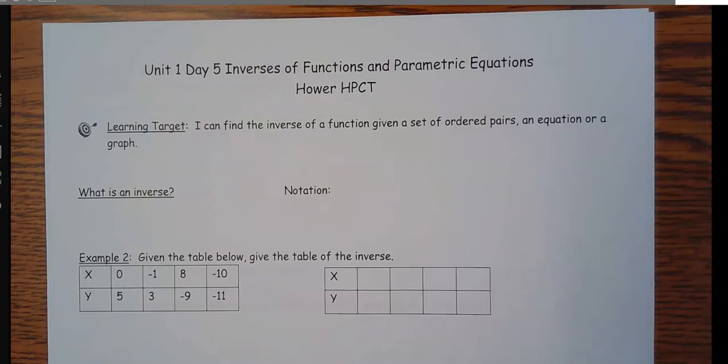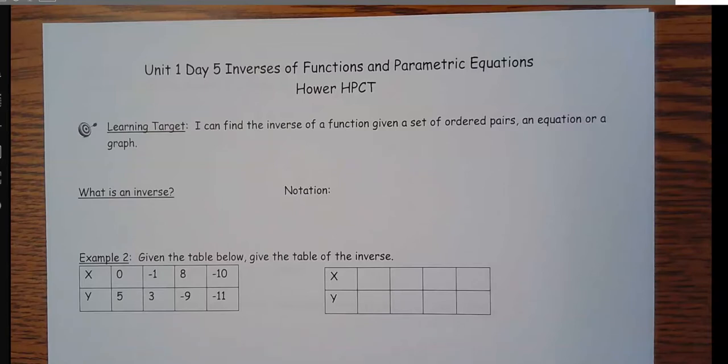equation, or a graph. So what is an inverse first off? We should talk about that. An inverse is a function that undoes another function. The classic example is the function that converts Fahrenheit to Celsius. That would be one function, and its inverse would be the one that converts Celsius back to Fahrenheit. Totally different equation, but it undoes it.